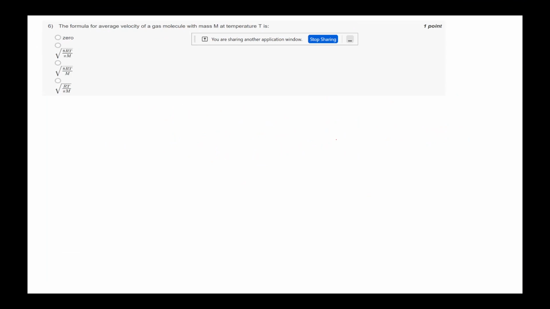Okay. So here, this says that the formula for average velocity of a gas molecule with mass m at temperature T is this. So, any of you who wants to answer, what will be your guess? Because we are discussing, right? I want to get your response, then I will solve it.